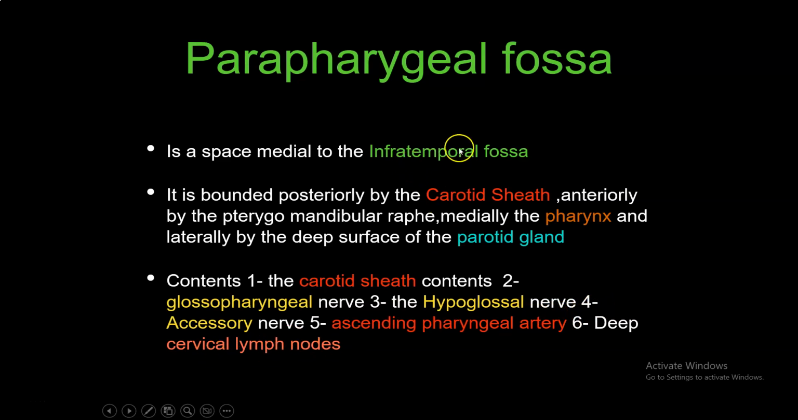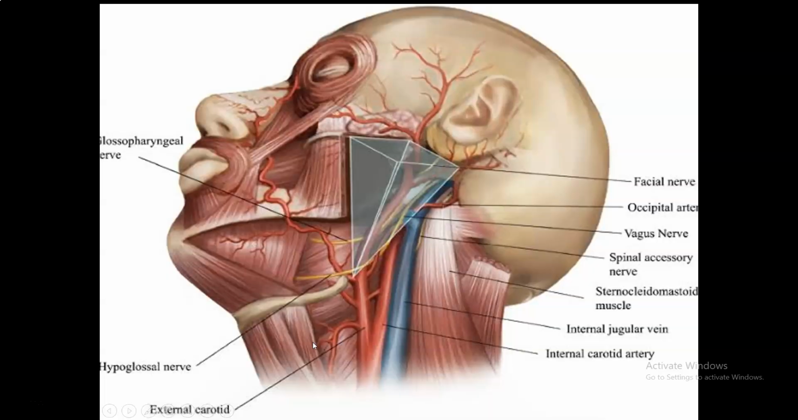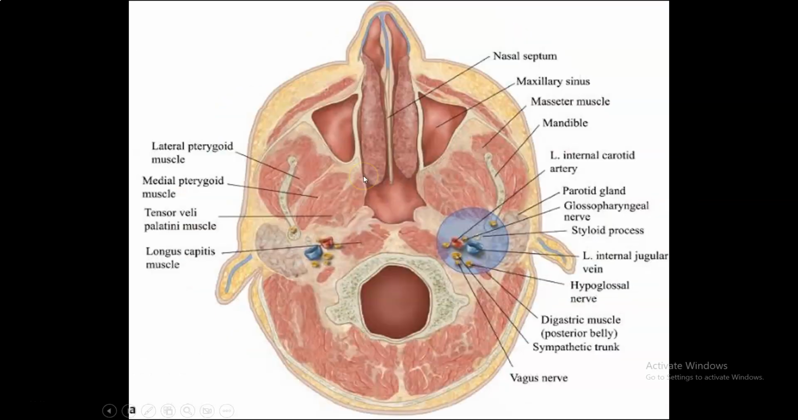So it is medial to the infratemporal fossa, bounded by the carotid sheath posteriorly, can be considered part of the content, anteriorly bound by what we call the pterygomandibular raphe, and medially the pharynx, laterally the parotid, contains carotid sheath, lower 4 cranial nerves, ascending pharyngeal artery, some lymph nodes. So this is also the view of the parapharyngeal space.